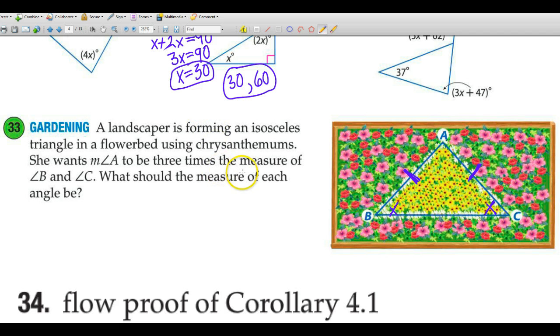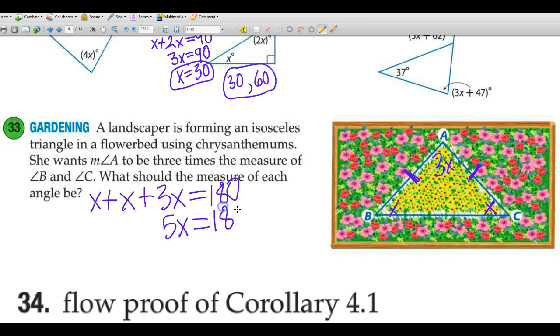And A is 3 times the measure of angle B, or 3 times the measure of angle C. So that would be 3x. So by the triangle sum theorem, we know that these 3 angles must add up to 180. So our equation would be x plus x plus 3x equals 180. So combining like terms, we get 5x is equal to 180. And if we divide by 5, we get x is equal to 36. So that's the measures of angles B and C.